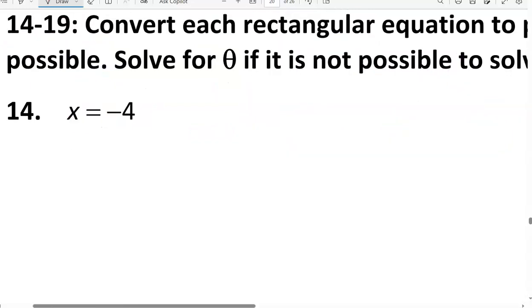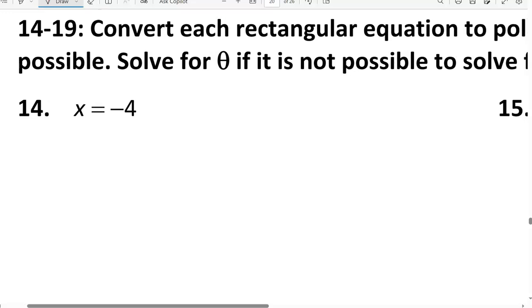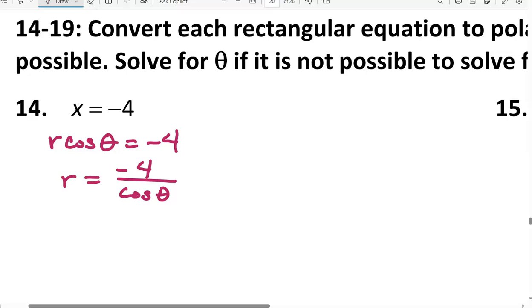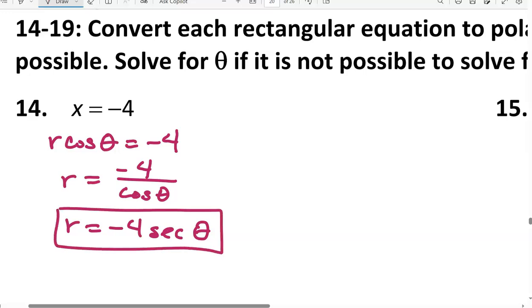In 14 through 19, we're converting each rectangular equation to polar form and solving for r if possible. If not possible, we will solve for theta. So x can be changed to r times the cosine of theta, or r cosine of theta can be substituted for x. Now we can solve for r by dividing by the cosine of theta, and 4 divided by the cosine of theta is the same as 4 times the secant of theta. So in polar form, the equation of that vertical line is r equals negative 4 times the secant of theta.